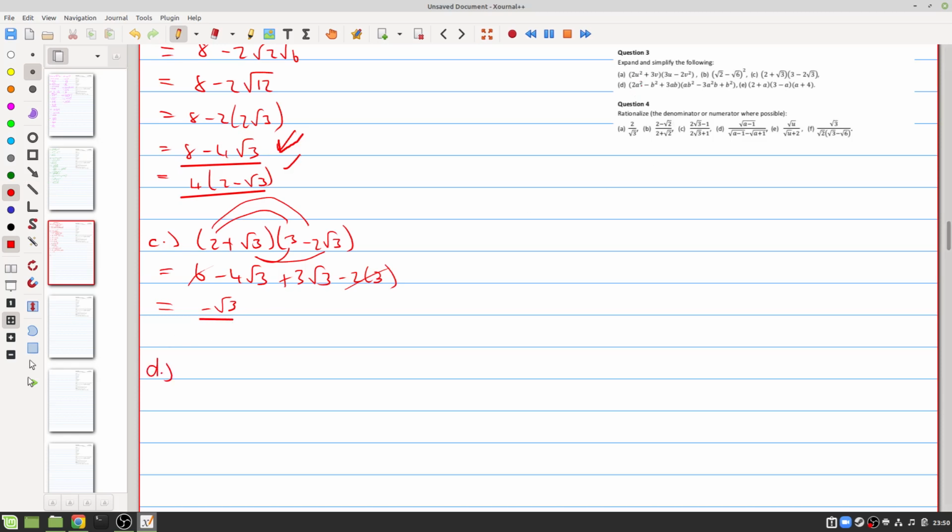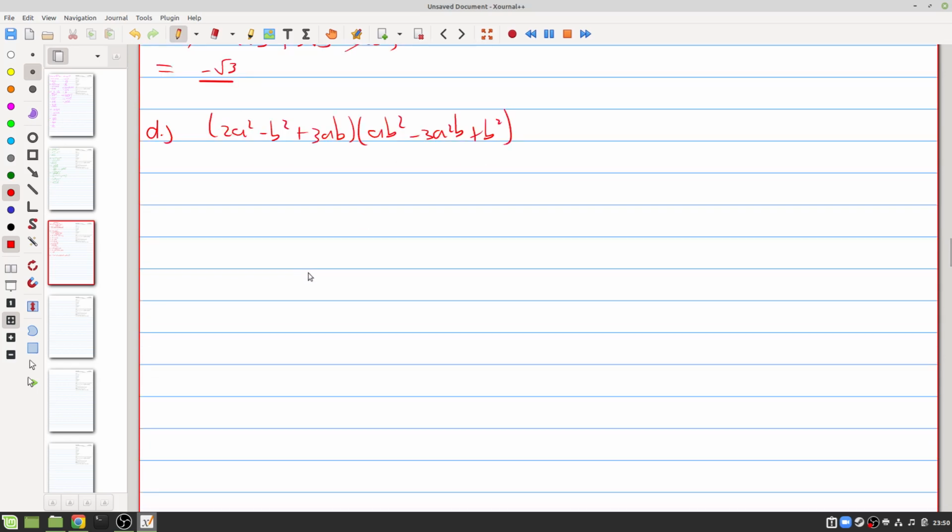We've got 2a squared minus b squared, oh, a triple thing. 2a squared minus b squared plus 3ab, times, then ab squared, plus, no, minus 3a squared b, plus b squared. Okay, so this is nothing difficult here. It's just a long and ugly one.